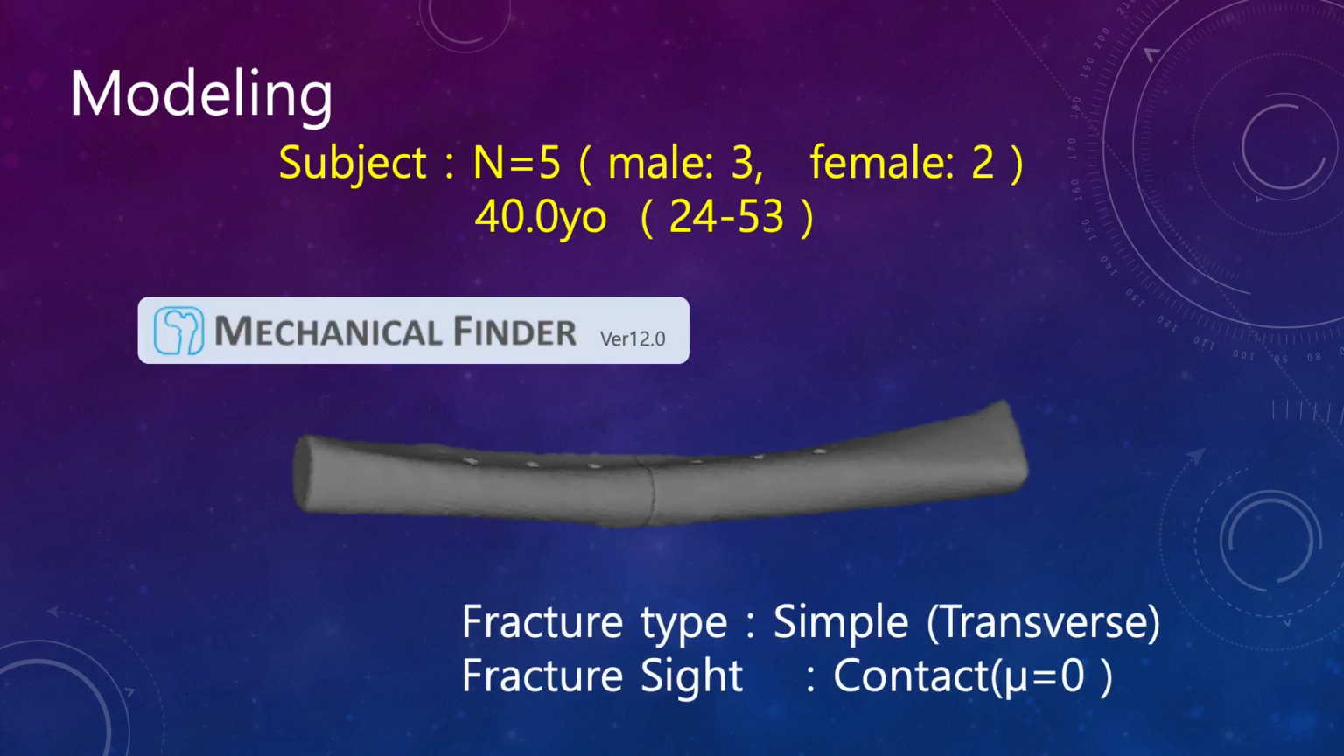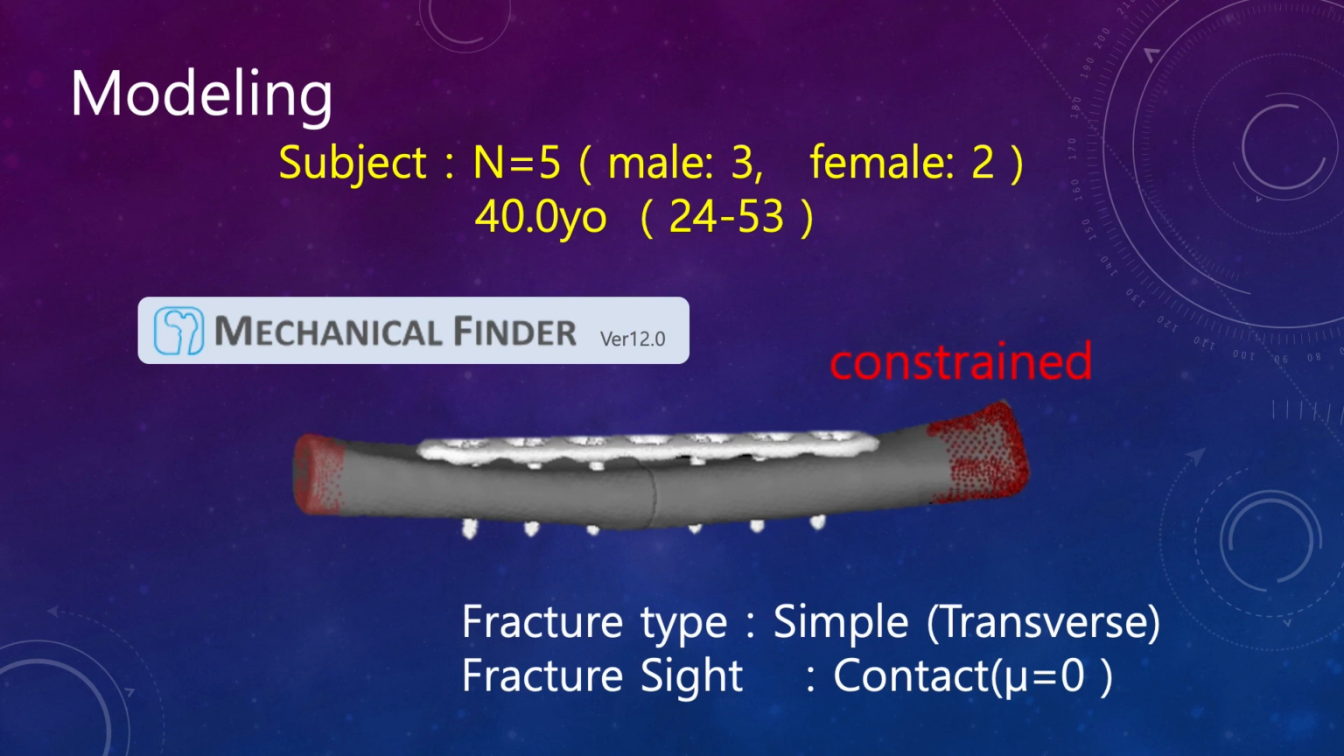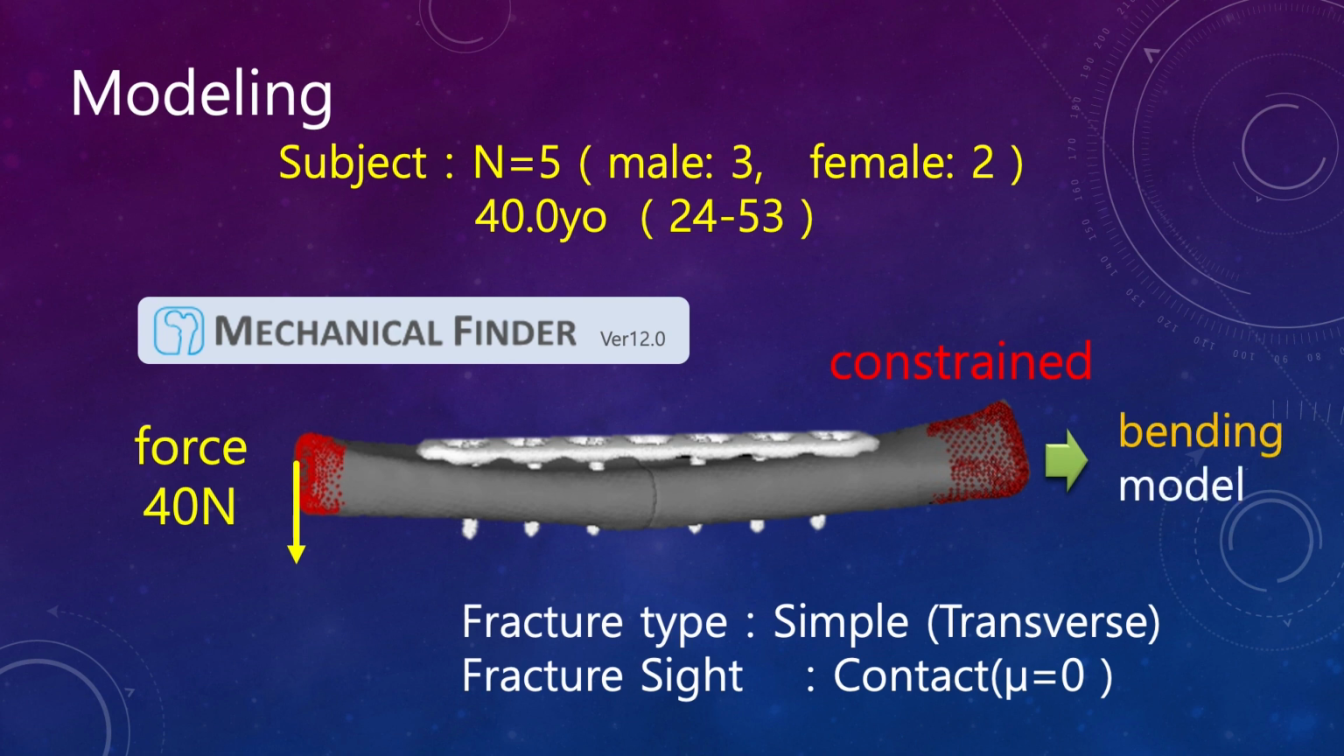Subjects were modeled using CT DICOM data of 5 forearms. First, the fracture type was a simple transverse. The fracture was assumed to be a contact condition and the friction coefficient was set to 0. This fracture model was fixed with 6 screws using a 7-hole locking plate, and a bending model was then created with distal end constriction and a 40 Newton load applied backward at the proximal end.